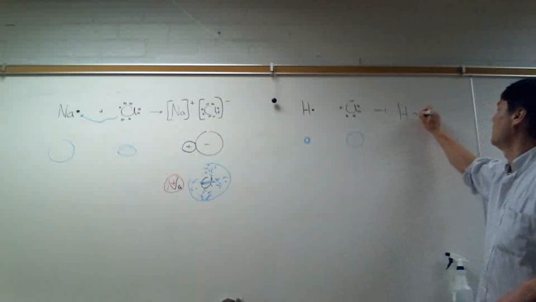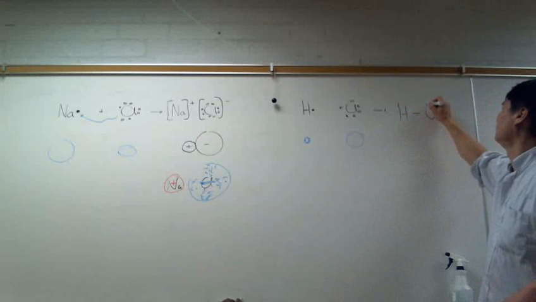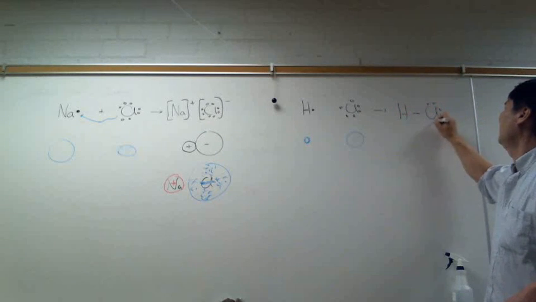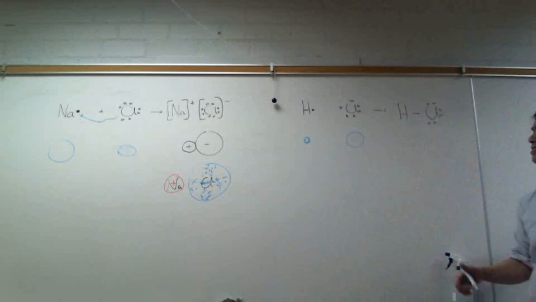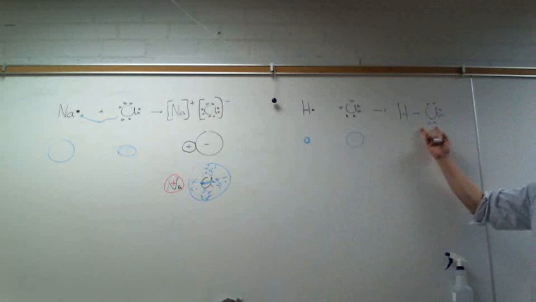So how should I show the bond here? I show it with a line. They share the bond. Yeah. How big the valence? There's going to be a tug of war between these two.